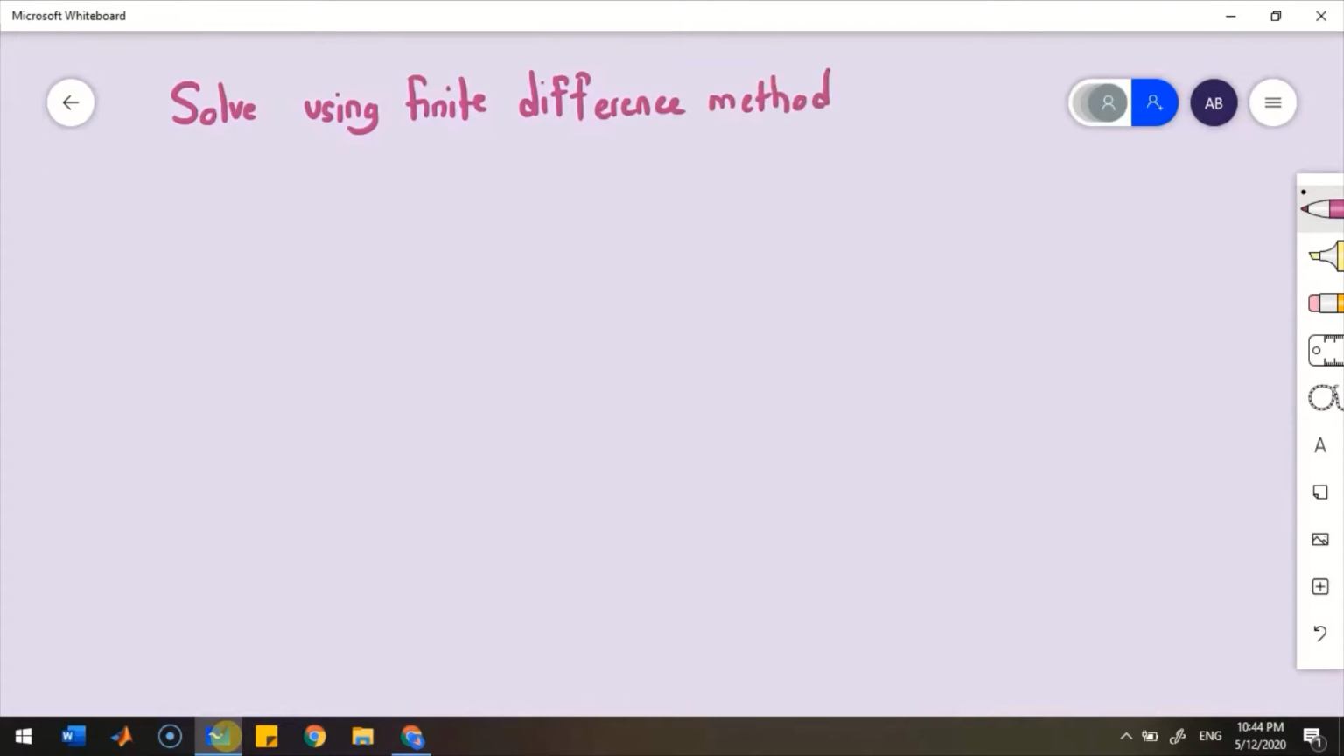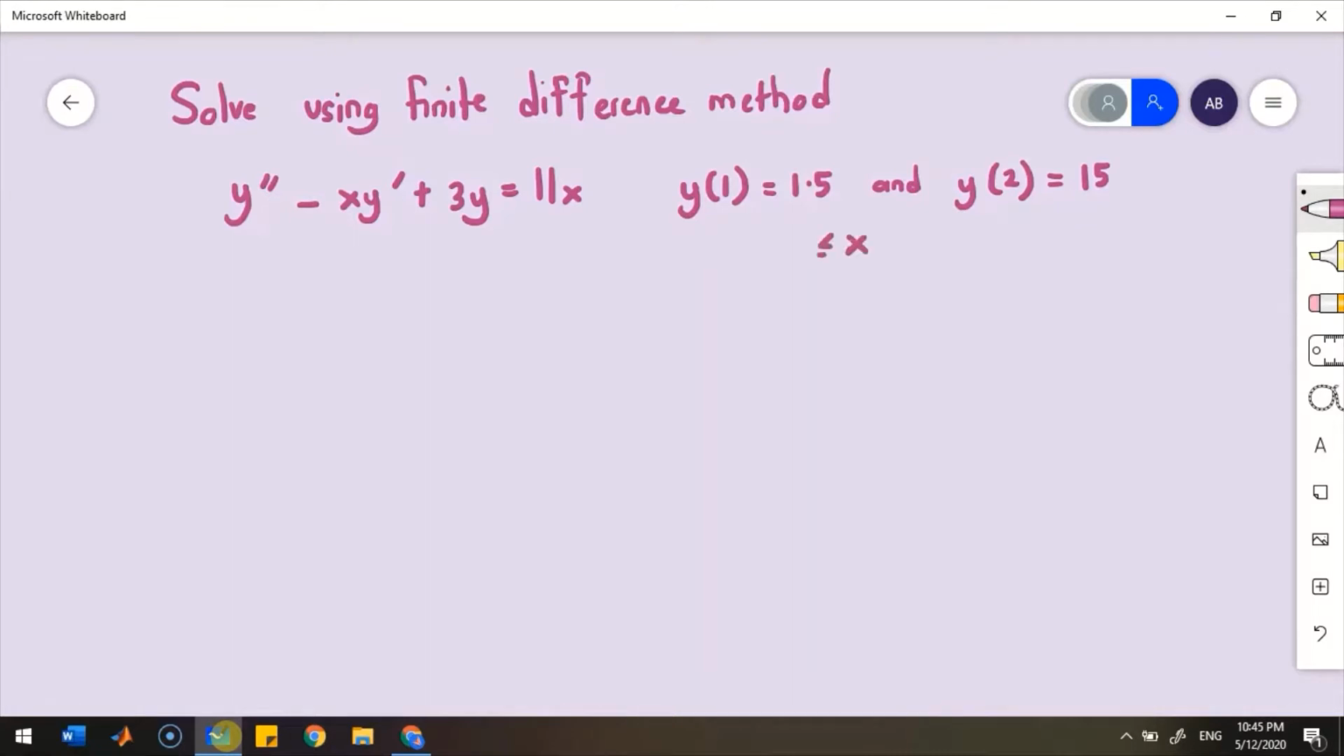For the given BVP, y double prime minus xy prime plus 3y equals 11x. Okay, we are given the boundary conditions y(1) equals 1.5 and y(2) equals 15. The x interval is from 1 to 2, with the step length h equals 0.2.